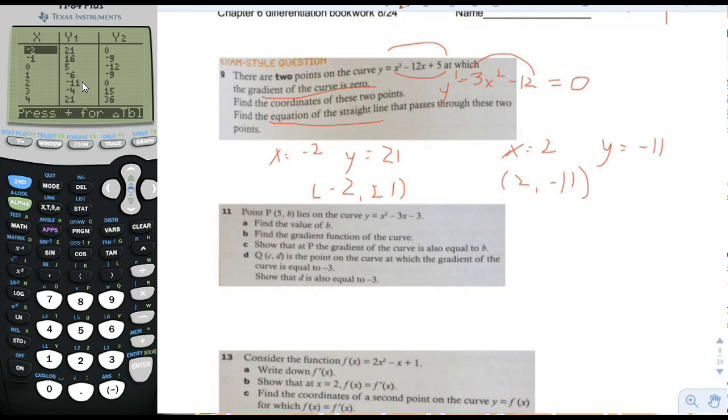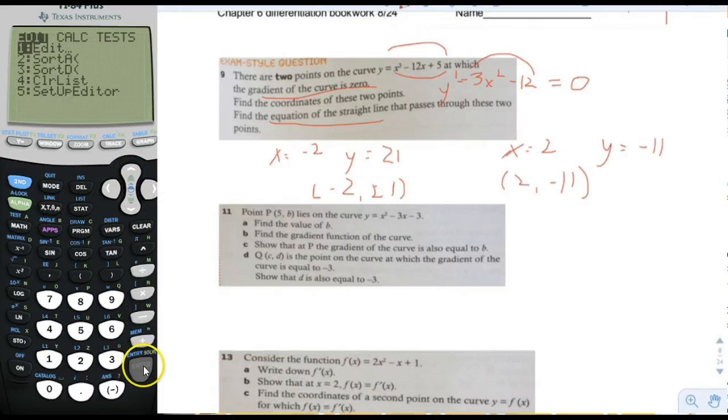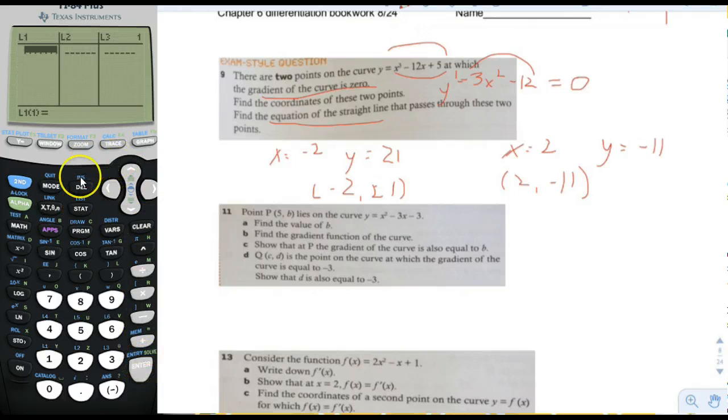Now remember, there's an easy way to do that. You use the stat function. You program both points into the stat edit screen. You're going to put -2, and then 21, -2 comma 21 actually. And then the other point is 2, -11. So we program both points in the stat edit.